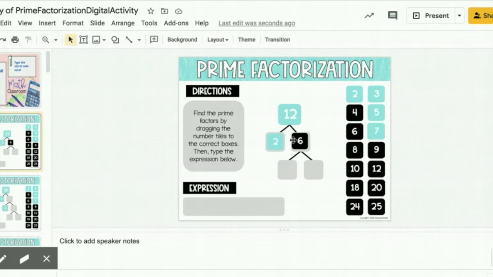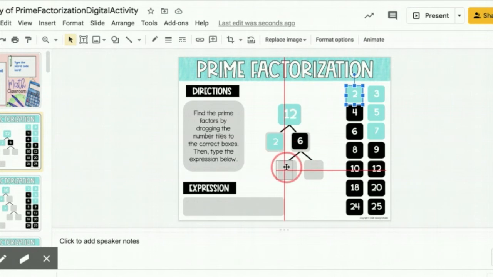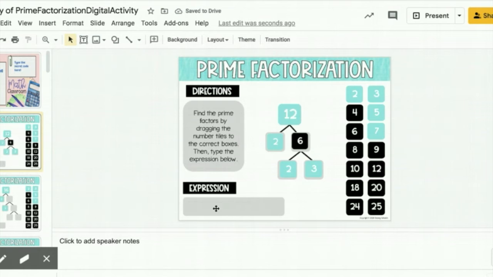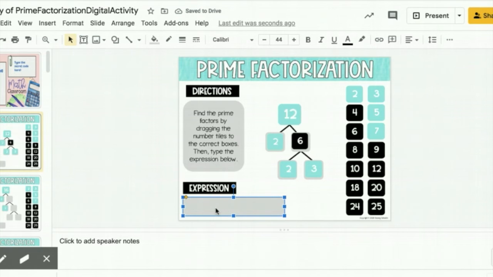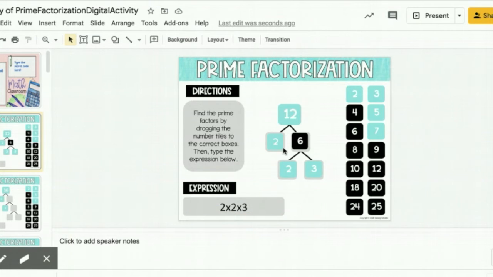So now, what about 6? I've got to split 6 up. Well, I know that 2 times 3 is 6, right? So now I'm done. So now I'm going to type my expression. Remember, my expression is all of my prime factors multiplied together. So I end up with 2 times 2 times 3 as my final expression. My prime factors, 2 times 2 times 3.